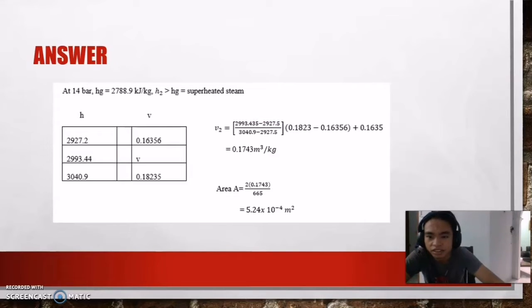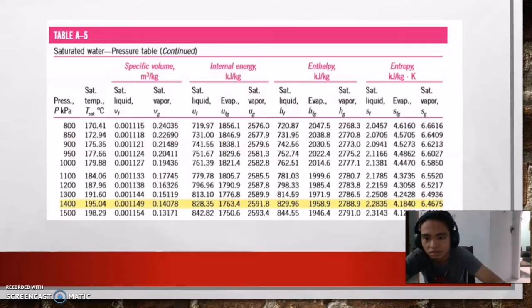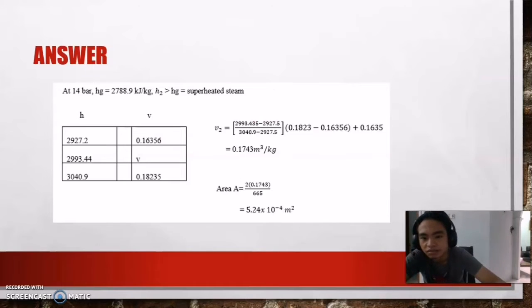At 14 bar, hg is 2,788.9 kJ per kg. Okay, you can see this in table A5 at pressure 1400 kPa. The hg is 2,788.9. h2 is more than hg. That means this condition is superheated steam.